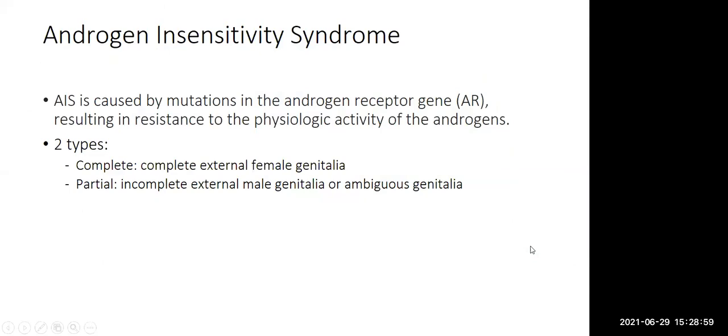Okay, so AIS, androgen insensitivity syndrome, as the name goes, there will be a mutation in the androgen receptor. So the receptor will be insensitive to the androgen. So as we know, if there is insensitivity, there will be no production of the sexual hormone. There are two types, either complete or partial. If complete, this XY child will have complete external female genitalia, but genetically he is male, though phenotypically we can see female genitalia. Or it can be partial, where the patient has incomplete external male genitalia or ambiguous genitalia. So next.